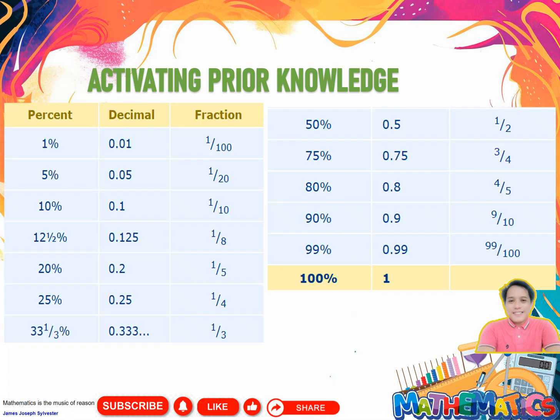And also in our activating prior knowledge, we have the following conversion: percent, decimal, fraction. So we have 1%, 0.01 in decimal form, and fraction 1 over 100. 5% in decimal form is 0.05. In fraction, it is 1 over 20, and so on and so forth. So be familiar in converting numbers in percent, decimal, and fraction.